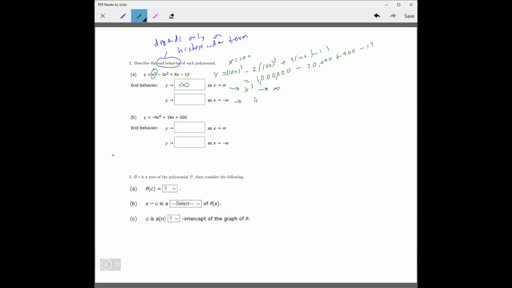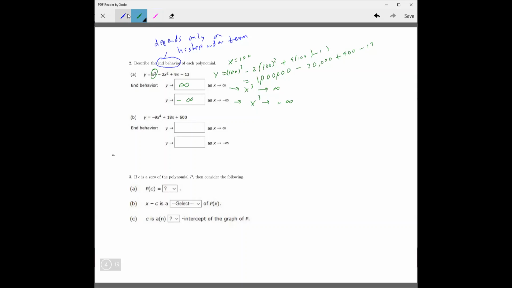As x goes to negative infinity, x cubed is going to go to negative infinity, because you have 3 negatives. Negative to the third power is negative. So that's what's going to happen. So this is going to be negative infinity right there.